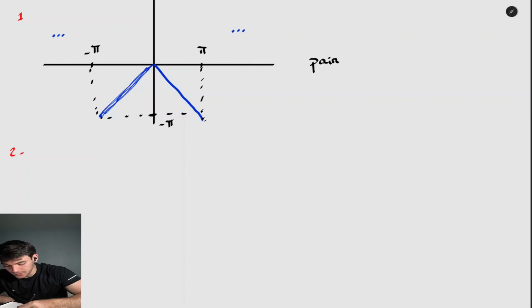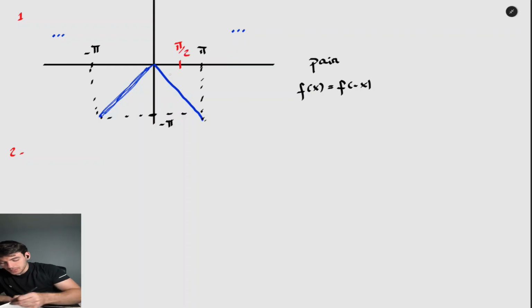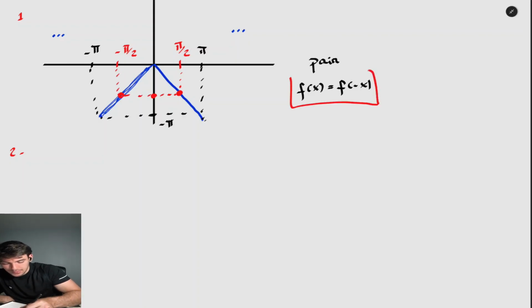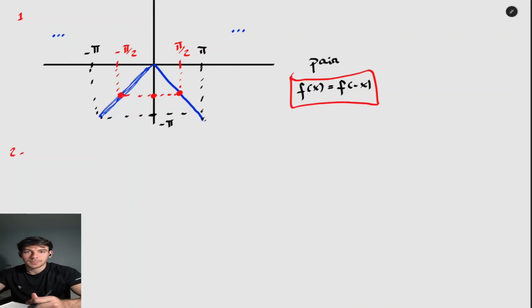So the idea of a pair function is f of x equals f of minus x, and we can see that clearly. So if we have pi divided by 2, just for an example, we have this value of the function, and if we pick minus pi divided by 2, we reach the same point. So it is exactly the definition of a pair function. So it means if we pick a point x and look at the f of x, we'll reach the same f of x if we use the point minus x. So that's the idea.